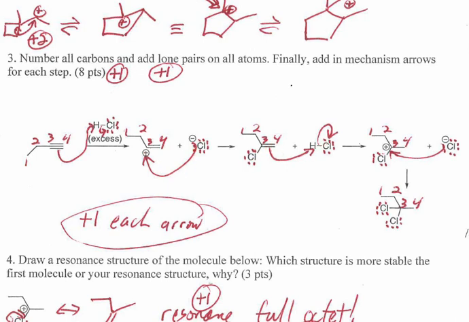Alkene reacts with HCl, makes a carbocation. Why does it make it on that side? Well, I told you where it goes, but it also could be stabilized by resonance, which we'll see in a second. Chlorine adds there. Adding the lone pairs, plus 1 for each arrow. So just following along, bonds broken, bonds formed.